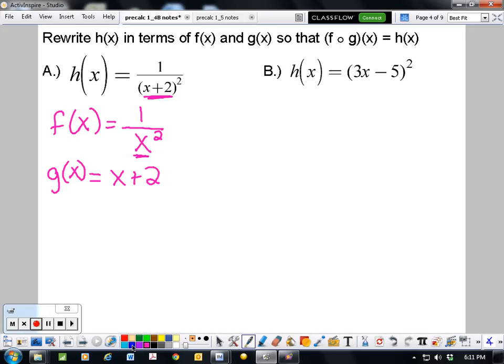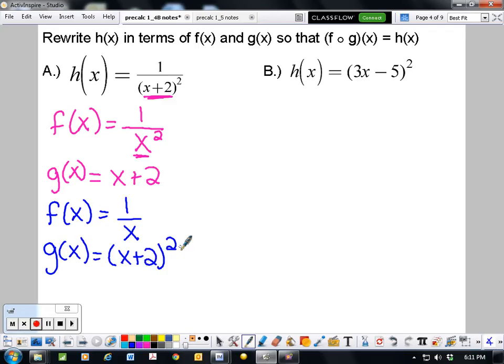We could have also done f of x is 1 over x, and g of x is (x plus 2) squared. There's another option. So we're looking at what combinations would result in that h of x. So take a minute, pause the video, and think about example B. What could you do?